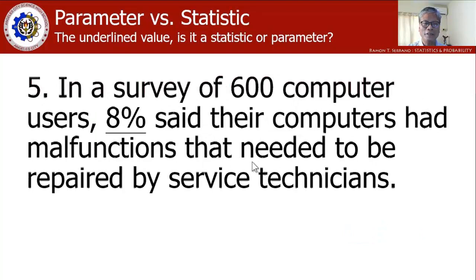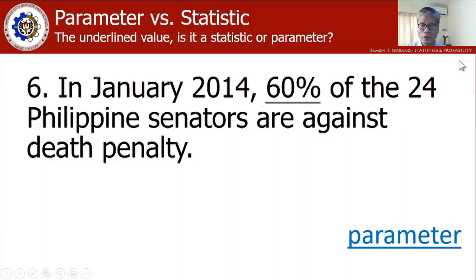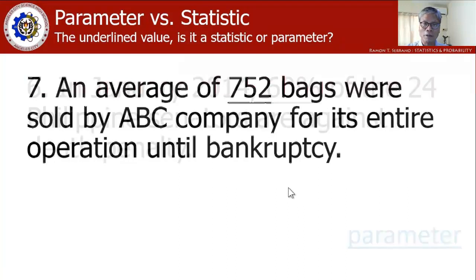Now, number five, in a survey of 600 computer users, again, 8% said that their computers had malfunctions that needed to be repaired by service technicians. And the answer would be, of course, statistics because we only surveyed 600 computer users, which obviously there are more. And number six, in January 2014, 60% of the 24 Philippine senators are against death penalty. And of course, we're talking of 24 Philippine senators, which is the totality, okay? That's the total number of senators in the Philippines. So it becomes a parameter.